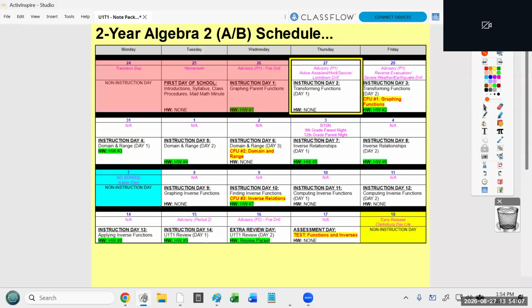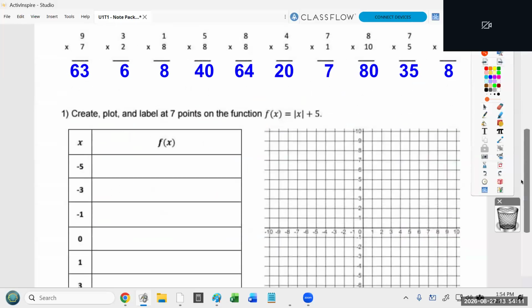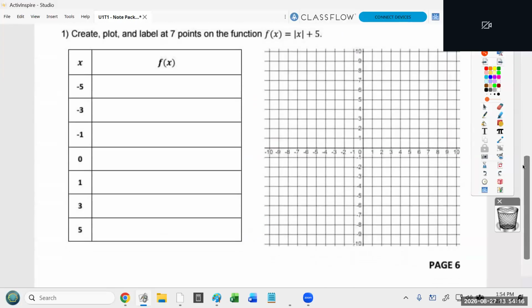Okay, so students were already given time on page 6 to complete the multiplication. We're going to get right into practicing graphing functions. Now again, let me be clear. I am doing this too fast for you to use a calculator, so don't use a calculator in this problem. Just watch.